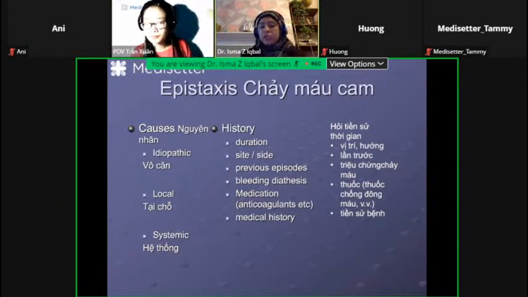And it's important to know their medical history. So if it's someone who's got heart problems, cardiac problems, and they're having regular nosebleeds, that could cause a heart attack.